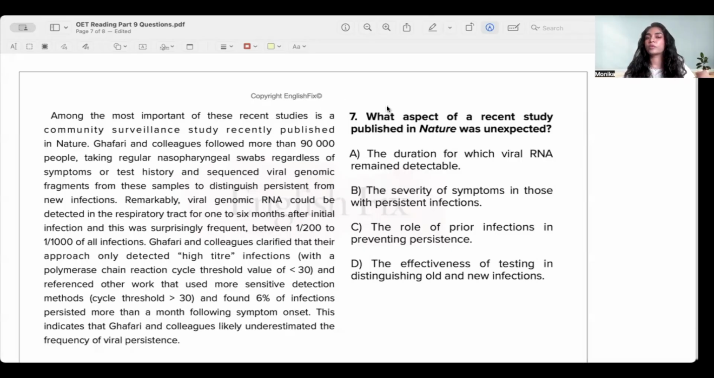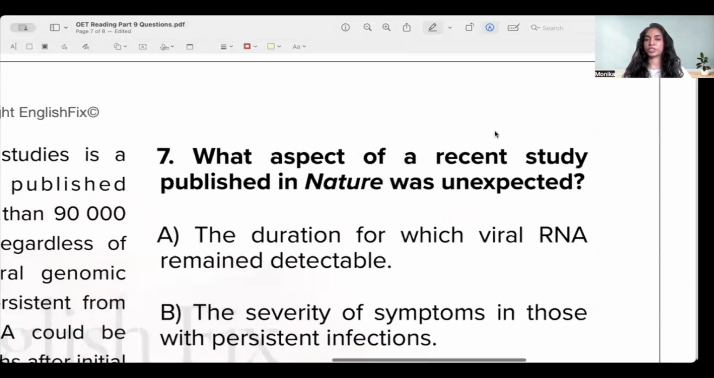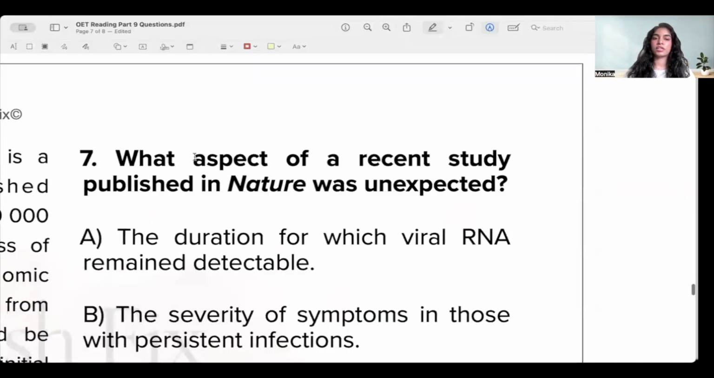Now, here we have a question which is asking me what aspect of a recent study published in Nature was unexpected. There are a couple of things that I want you to understand about this question. First of all, they're looking for a particular aspect. That means they're not necessarily saying the entire thing was unexpected, but there's a certain section of the recent study, which was published in Nature, that was unexpected.